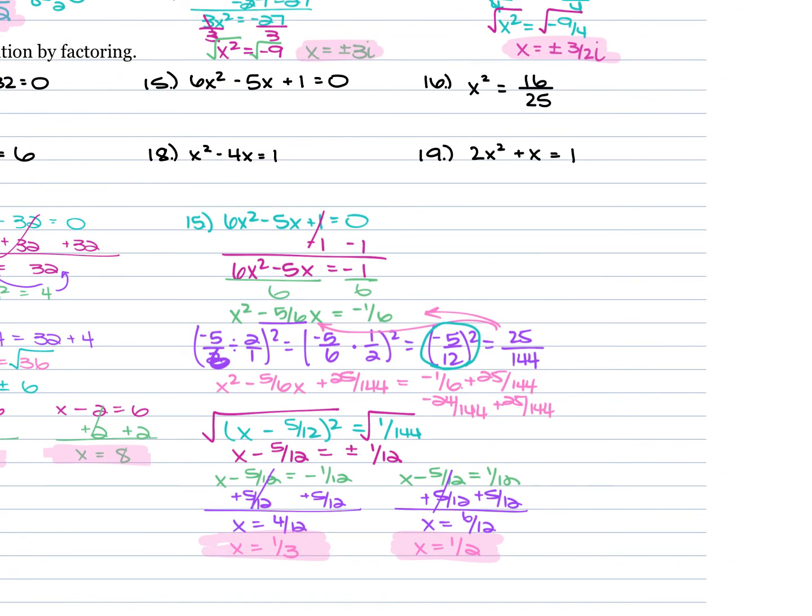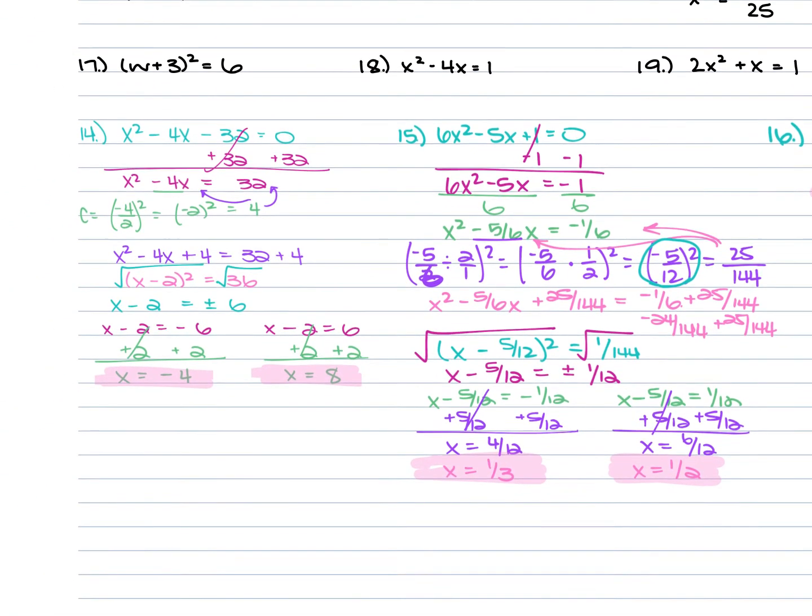If we take a look at 16, we have x squared is equal to 16 over 25. For this one, the only thing we have to do is take the square root of both sides, and we get that x is equal to plus or minus 4/5.